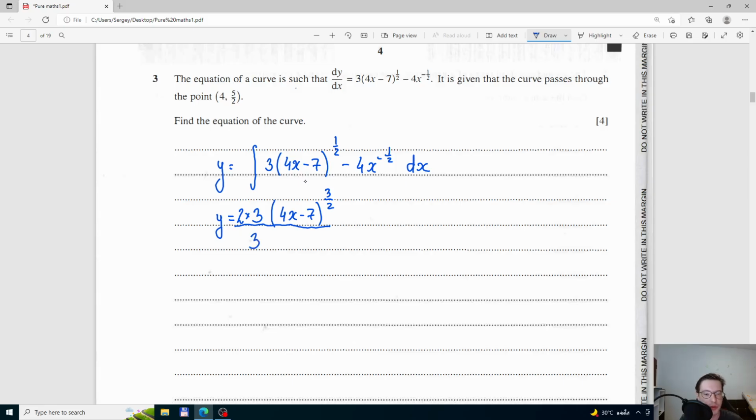And now don't forget to place the coefficient of x at the bottom. So we're done with the bracket. Now we do minus, I will put 4 in front, add 1 to the power, which is 1 over 2, divided by the new power, and dividing by 1 over 2 would be the same as multiplying by 2 over 1. And don't forget plus c.